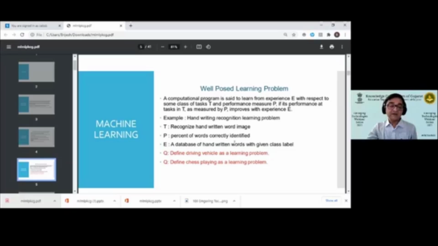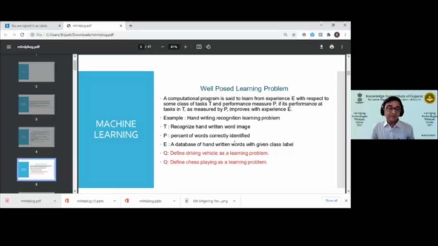Like, define driving a vehicle as a learning problem. We all have learned to ride a bicycle, and we all have fallen down during our first or second attempt at riding the bicycle. Similarly, playing chess is a learning problem. You can never master this, but every day you can be better than you were yesterday. So you keep on learning. In that sense, chess playing is also a learning problem. The key aspect of a learning problem is that you are given a task and with experience you can keep on improving on that task.